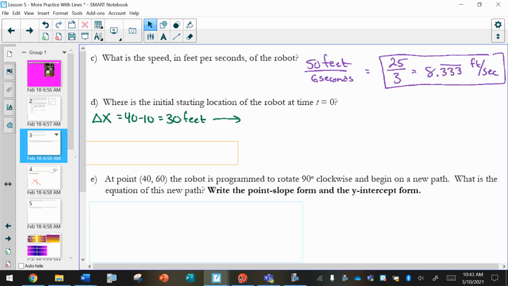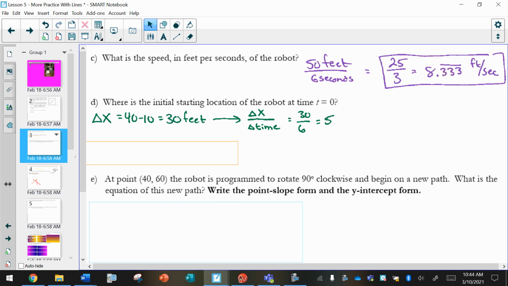So the first thing we did, we found the change in distance. We know that the robot horizontally is going to move 30 feet across those 6 seconds worth of time. If it moved 30 feet in 6 seconds, then I need to know how far it's moving per second. So I'm going to take the change in distance divided by the change in time. Now I know that it's moving 5 feet for every 1 second.